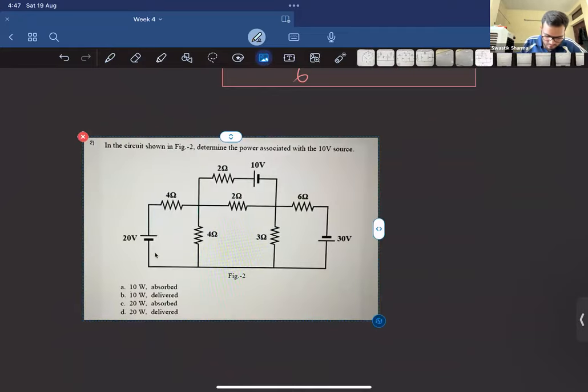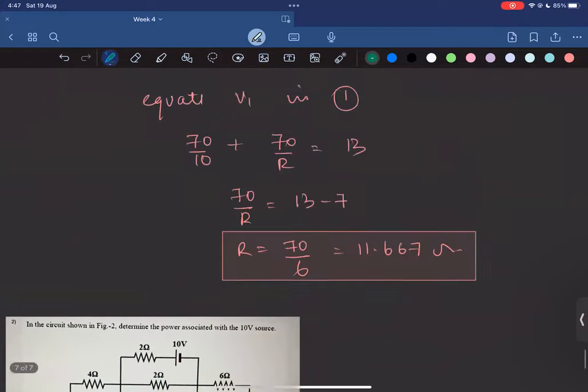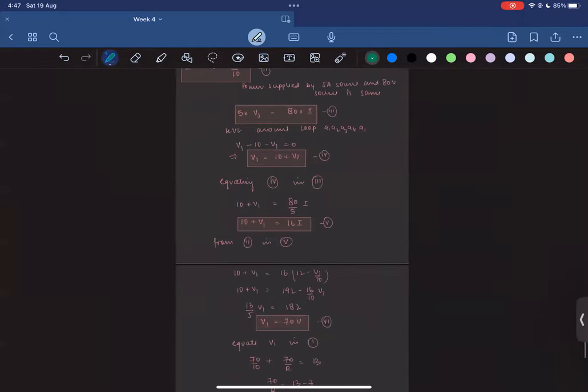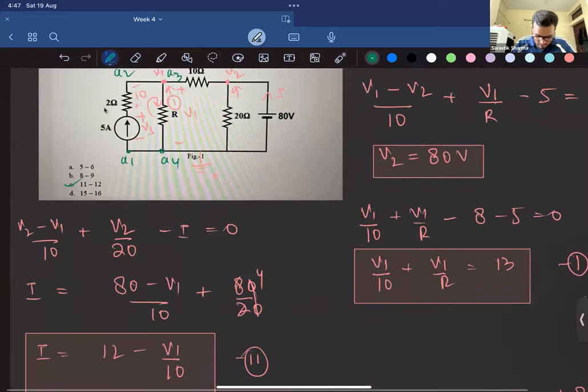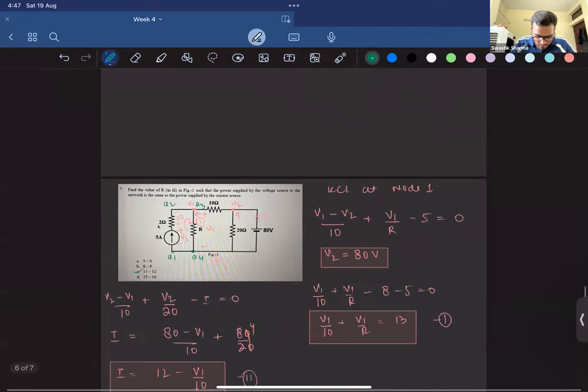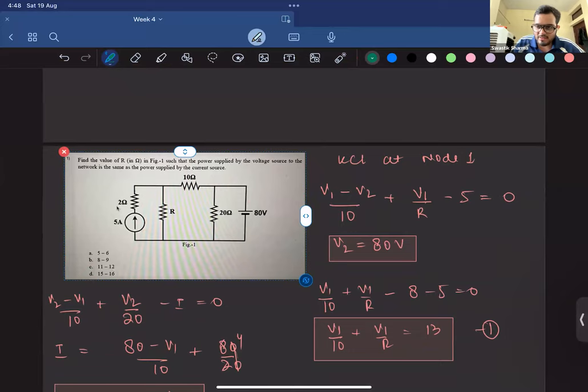Let's do the second question. So can anyone tell me how this question can be solved? Sir, I couldn't solve it. Okay, first of all, what this question asks us is, just a second. So this question is asking nothing but we need to find R in such a way that the power supplied by the 5 ampere current source is equal to the power supplied by the 80 volt voltage source, right?